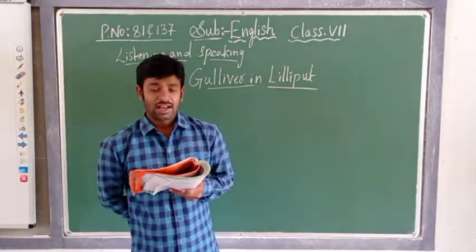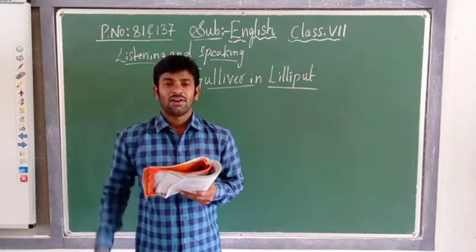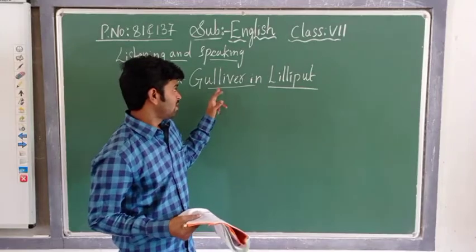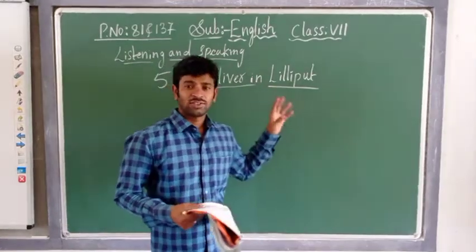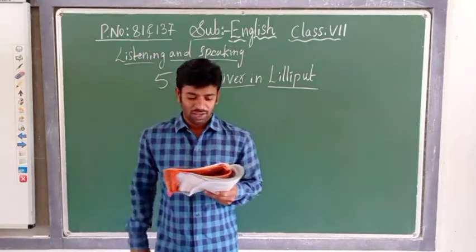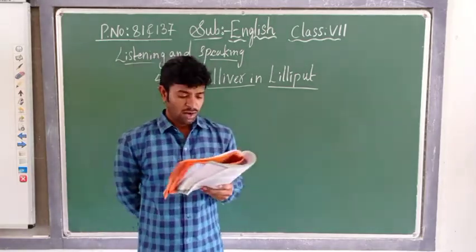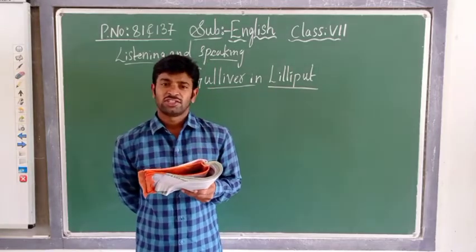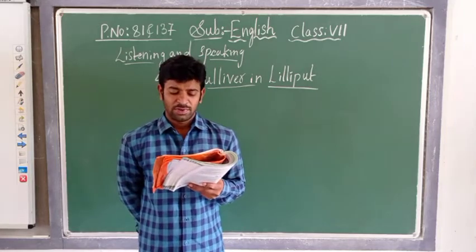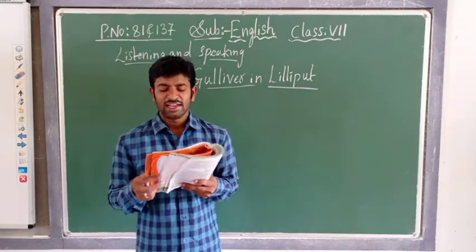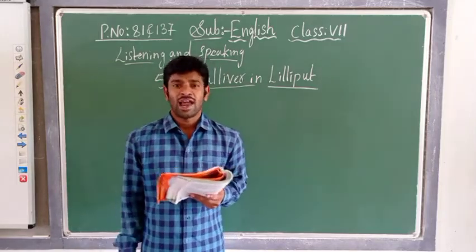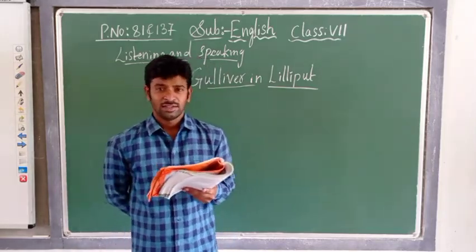Listen carefully, children. Gulliver was a doctor on a ship. He is a person. This Gulliver is also a person, and the Lilliput are also people. So what is the comparison? Let us see both of them. Gulliver was a doctor on a ship. Next, he was an Englishman. That means he belongs to England, the English country.